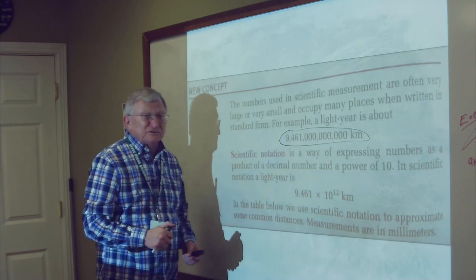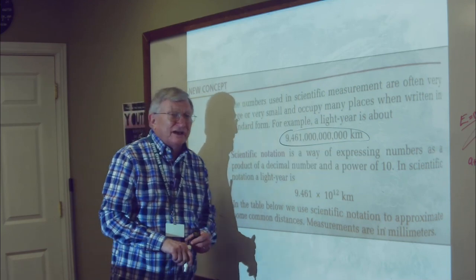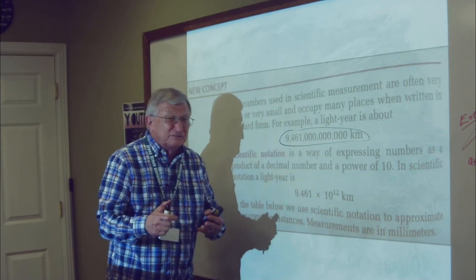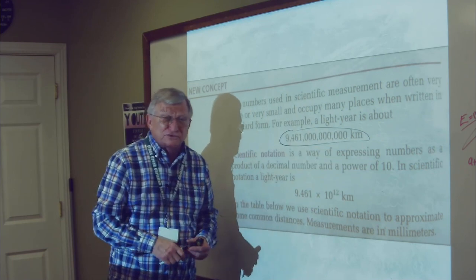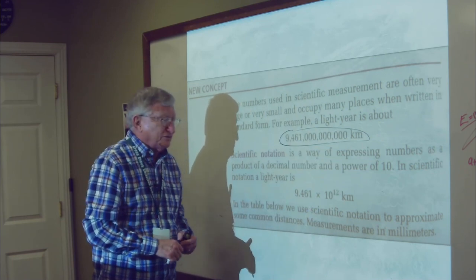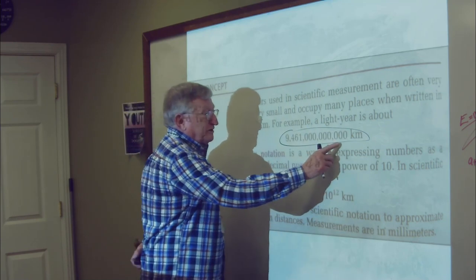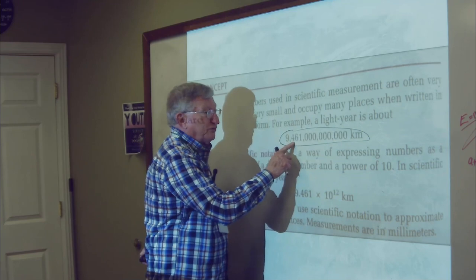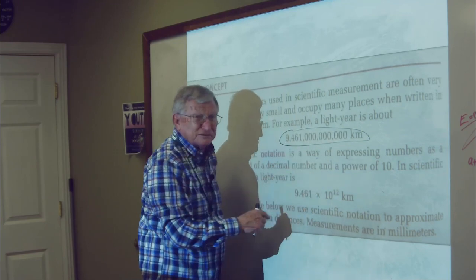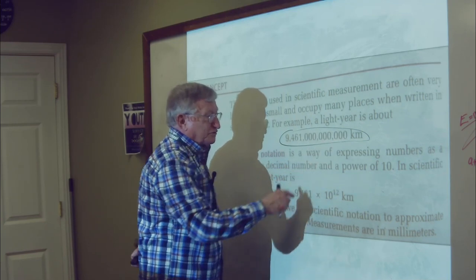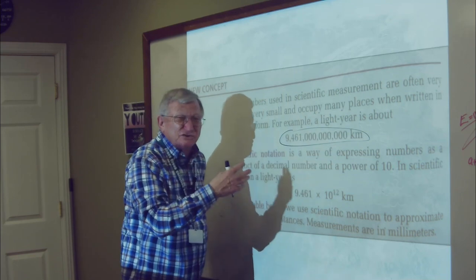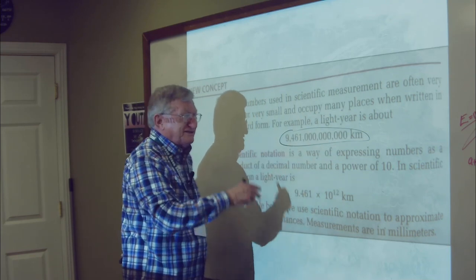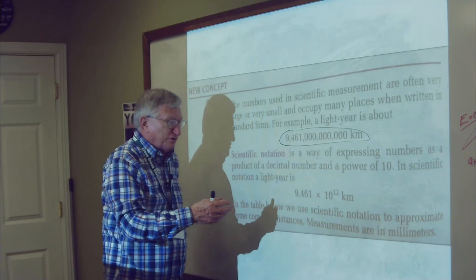So scientists have come up with a notation that they call scientific notation, and it's pretty common in life, and you need to be familiar with it. You'll run into it in your science courses, and you'll run into it in other math courses. So if, for example, you look at a number like this, hundreds, thousands, millions, billions, trillions, 9,461,000,000,000 kilometers, that's a lot of zeros. When you write down a lot of numbers like that, it's easy to drop a zero and it takes up a lot of space. It's cumbersome. It's not very easy to work with.